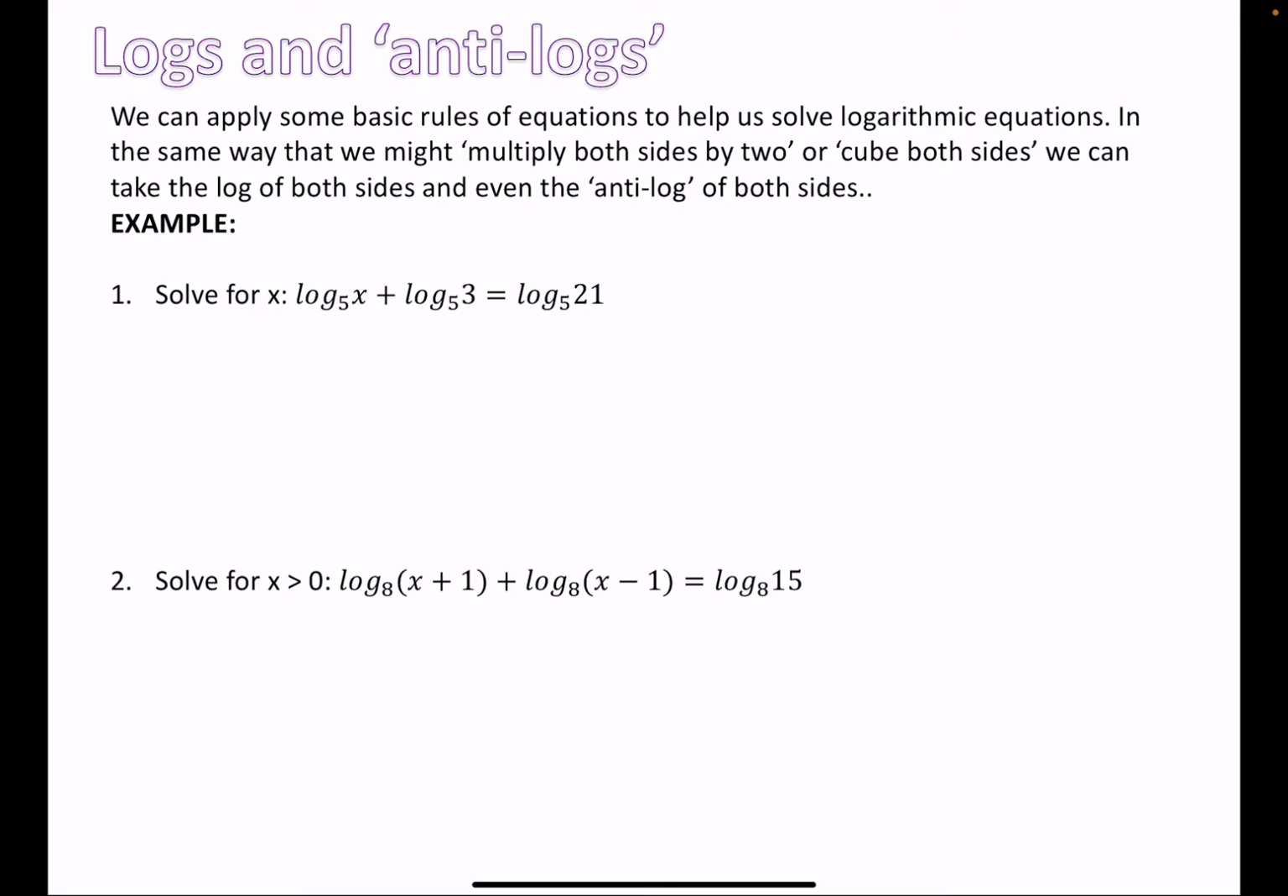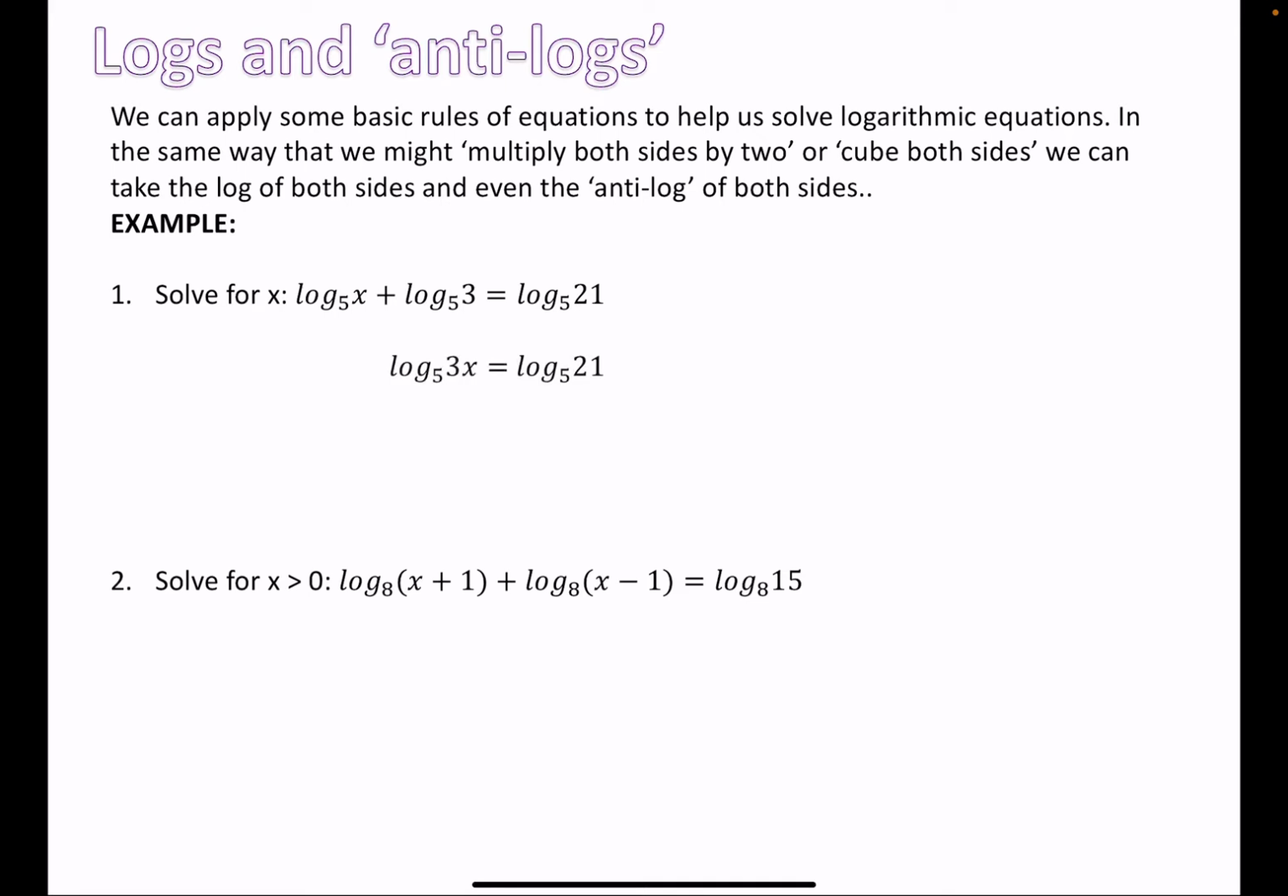So for example, in this first question, we've got log base 5 of x plus log base 5 of 3 equals log base 5 of 21. We can't just divide through by the log base 5s, but if we can get it to a point whereby we have just one log base 5 on each side, then we can basically take the anti-log of each side, okay?